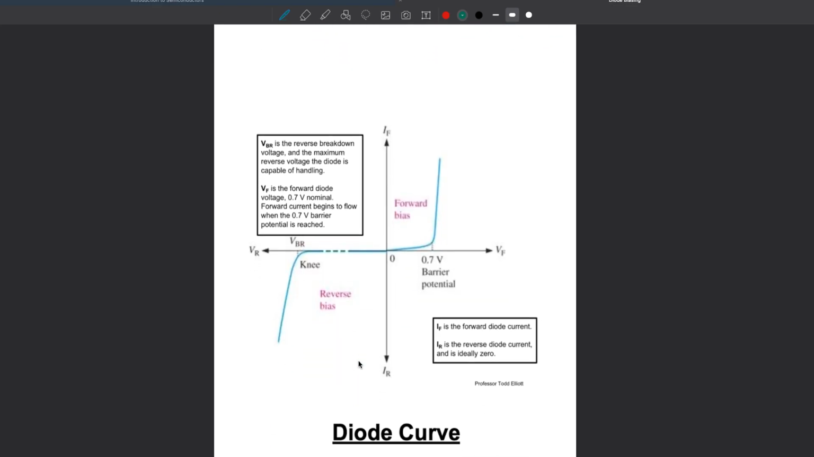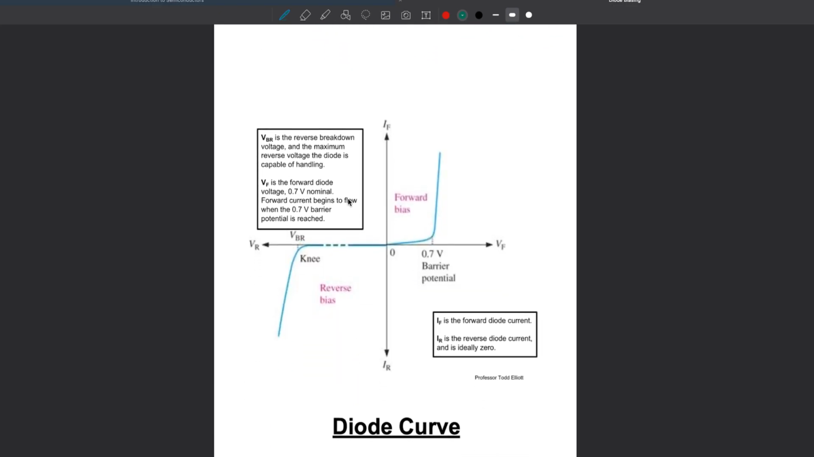This is the diode characteristic curve. You're going to read all these wonderful notes I made. Diode curve. This is the nominal 0.7 volts barrier potential. Is it exactly 0.7? No, it varies a little bit from diode to diode and depends on temperature, but it's an average typical value of 0.7.